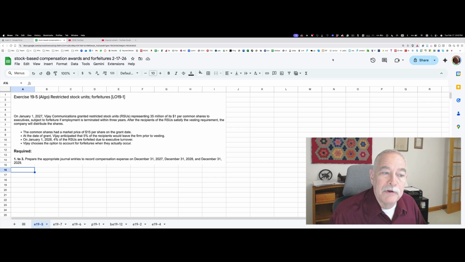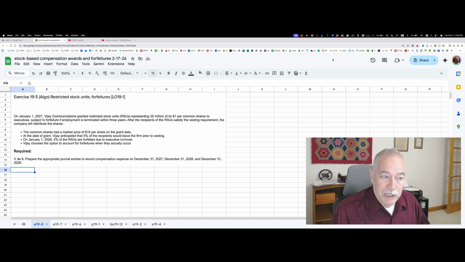Okay, this is an example of restricted stock units and forfeitures when we account for them as they occur, as opposed to if we estimate forfeitures. Let's take a look.